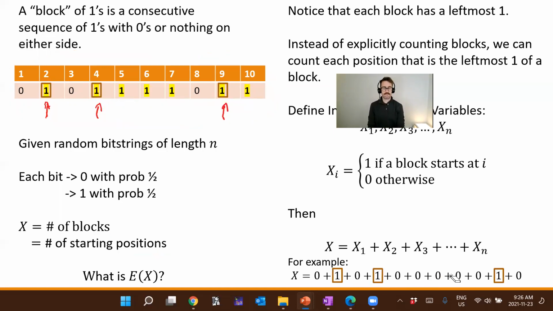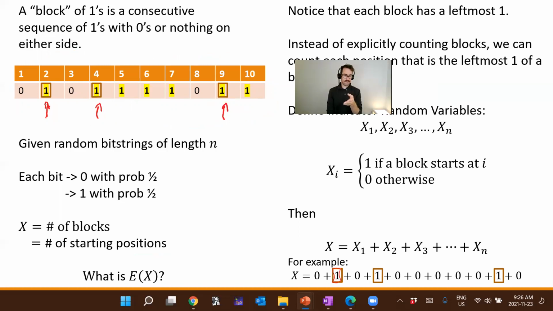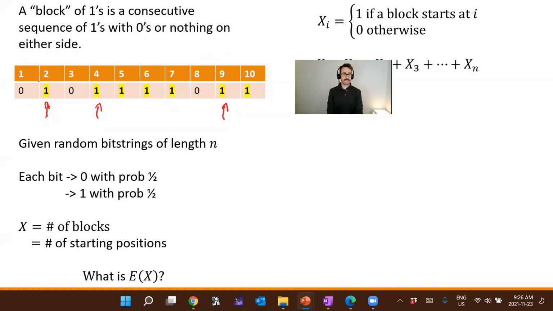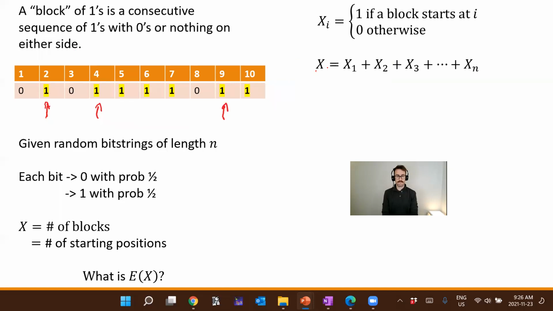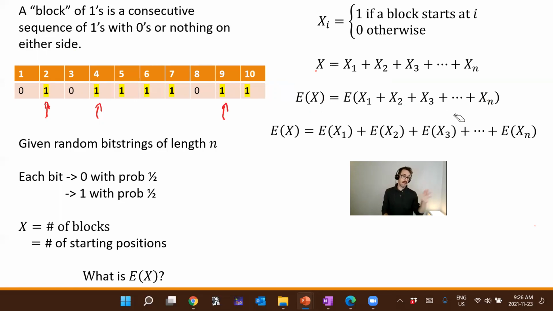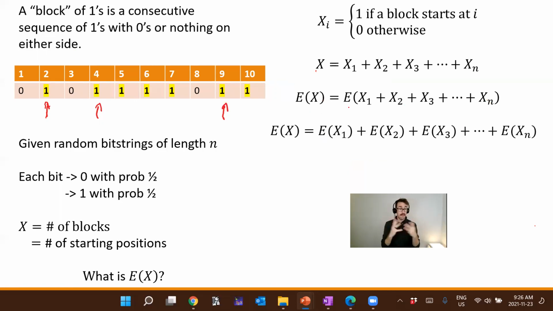And yeah, so here's the corresponding, this is where the bit string starts, and here's the corresponding one where it starts. Okay. So we have X equal to X1 up to Xn, which means the expected value of X is equal to the expected value of the sum of X1 through Xn, which means that the expected value of a sum of random variables is equal to the sum of the expected values of those random variables.